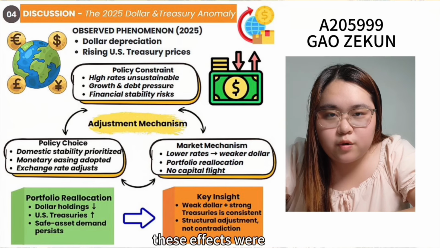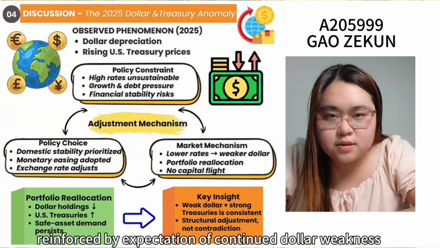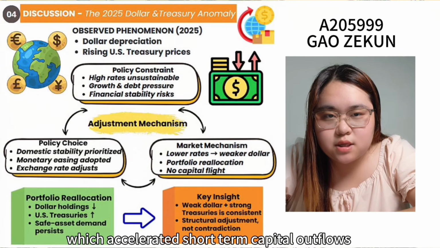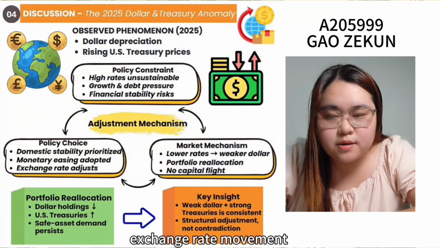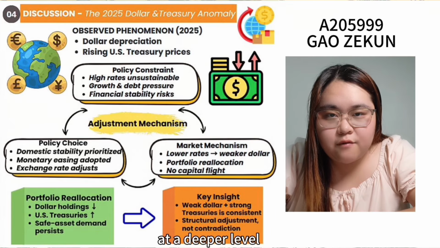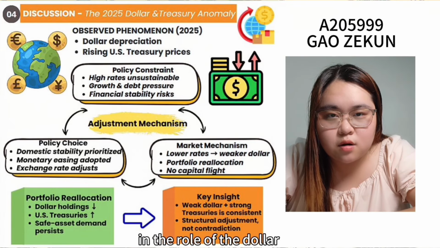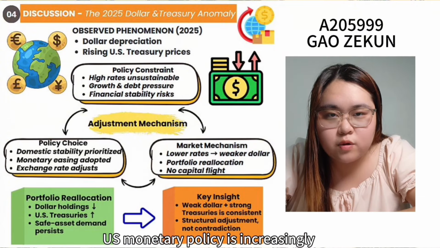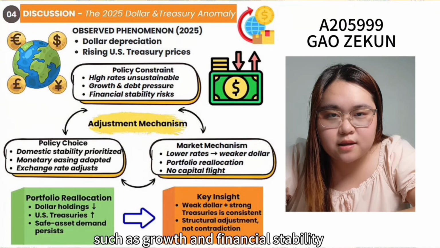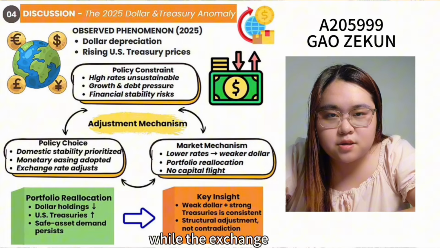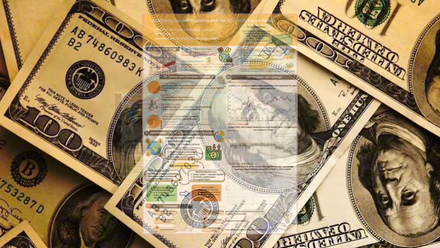These effects were reinforced by expectation of continued dollar weakness, which accelerated short-term capital outflows and amplified exchange rate movement. At a deeper level, this episode signals a structural shift in the role of the dollar. U.S. monetary policy is increasingly focused on domestic objectives such as growth and financial stability, while the exchange rate is allowed to adjust through market forces.